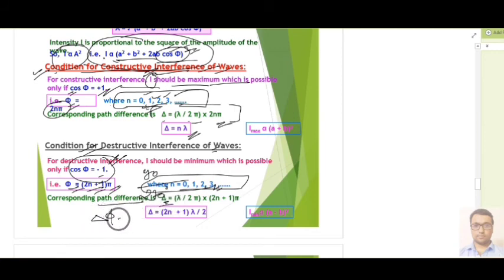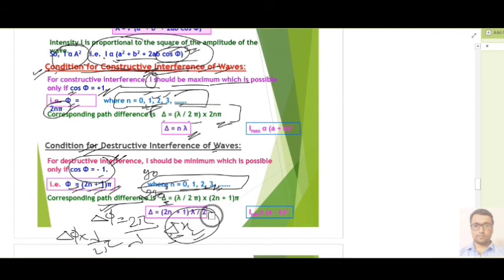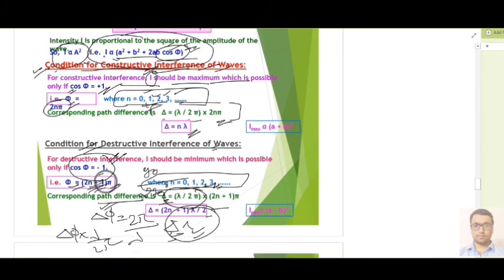This is the formula for path difference: the phase difference is 2 pi by lambda into delta x, the path difference. From here we can get delta x equal to delta phi into lambda upon 2 pi. The same thing applies here, lambda upon 2 pi into delta phi, and the condition of delta phi we have got from here, (2n plus 1) pi.